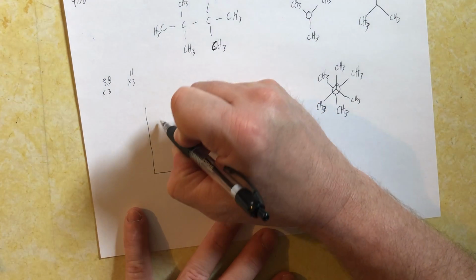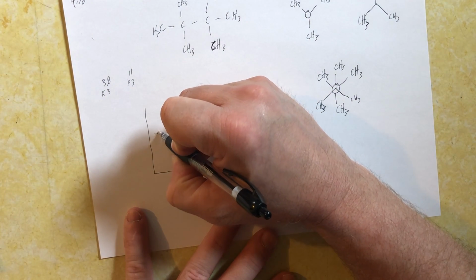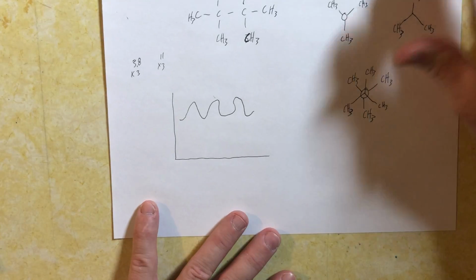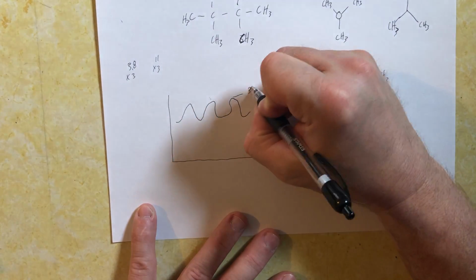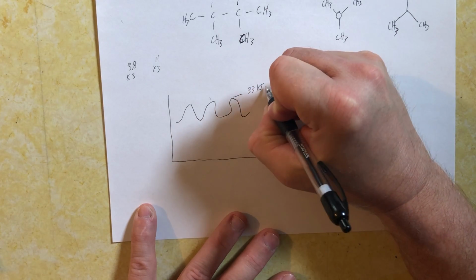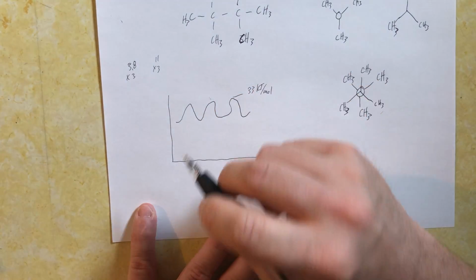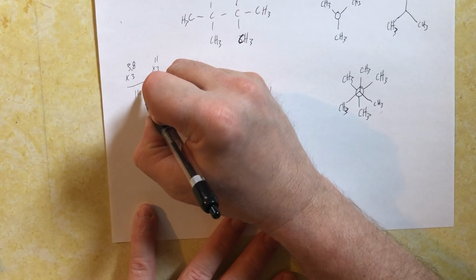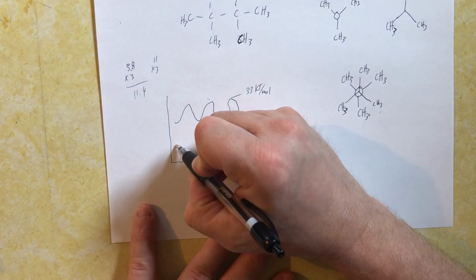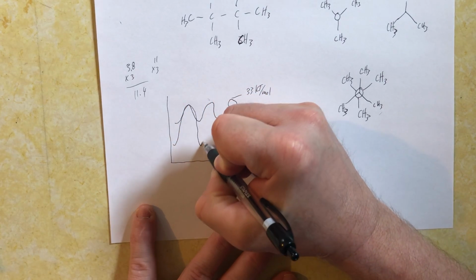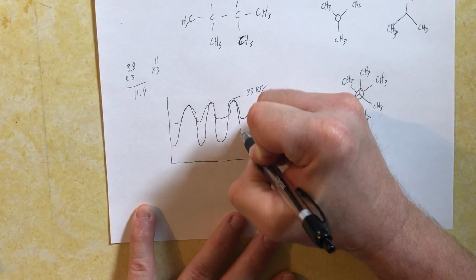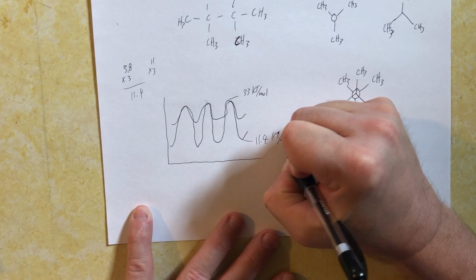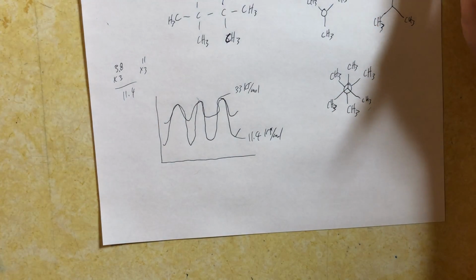So for the peaks, you're going to have something like this. Peak, valley, peak, valley, peak, valley. Peak, valley, but the peaks are 33 kilojoules per mole, and the bottoms are, I think, 11.4 kilojoules per mole. Maybe I didn't do this right. It should have been more like this. Okay, where the bottoms are 11.4 kilojoules per mole. Something like that.